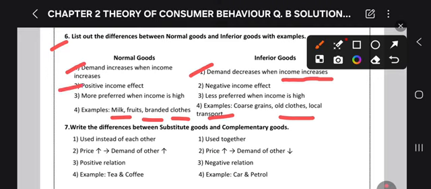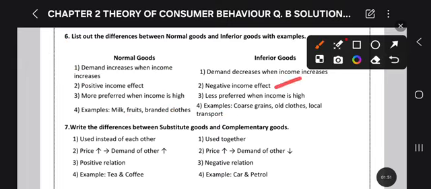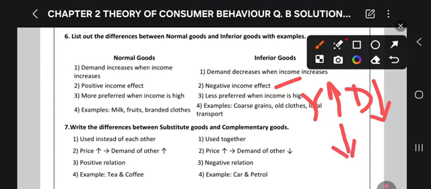Positive income effect. Positive income effect is nothing but when income increases, demand also increases. Income increases, demand also increases. Negative income effect: when income increases, demand reduces. In the other situation, when income reduces, demand increases. Negative income effect is seen in the use of inferior goods.